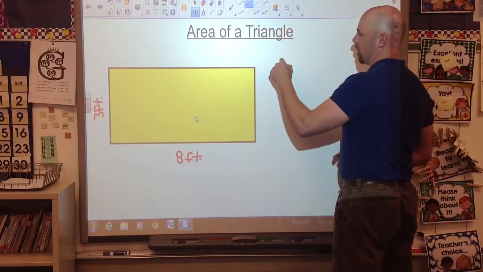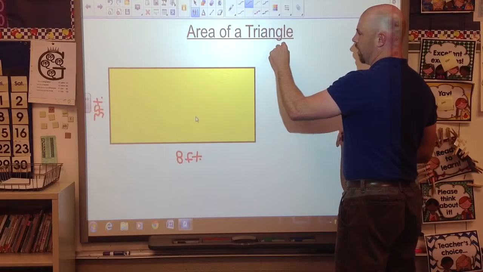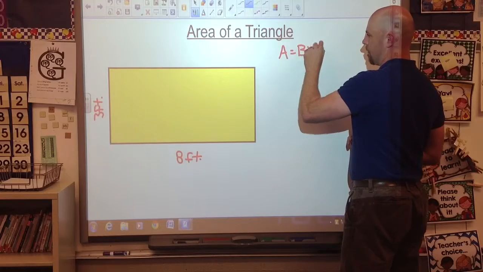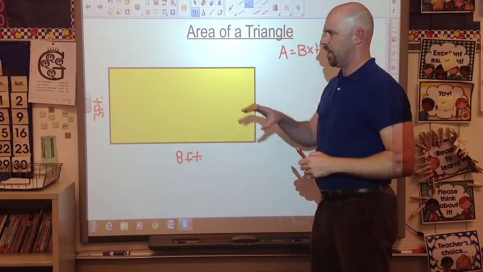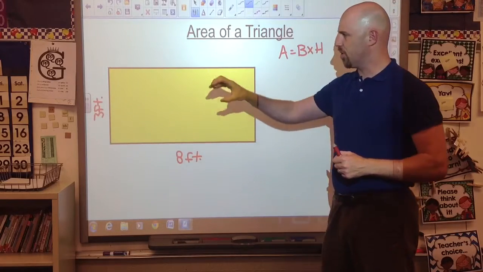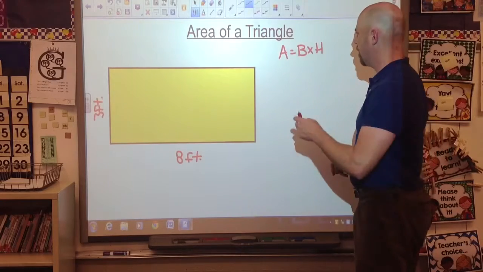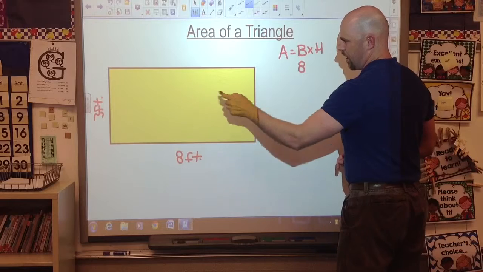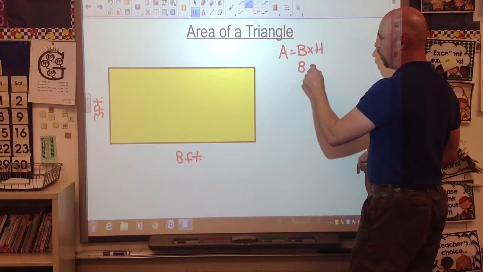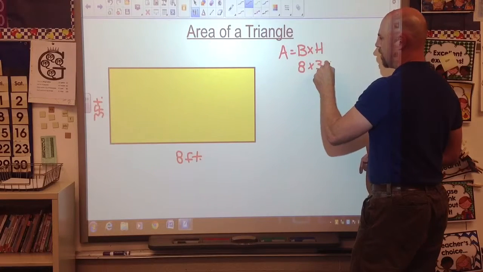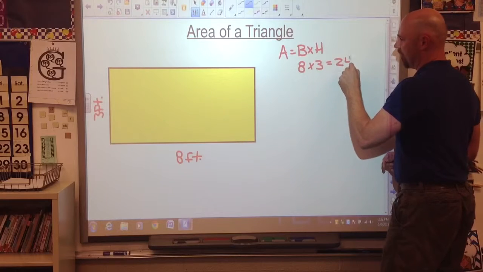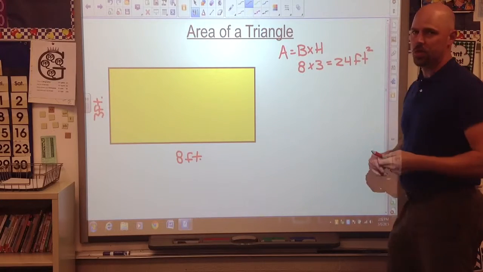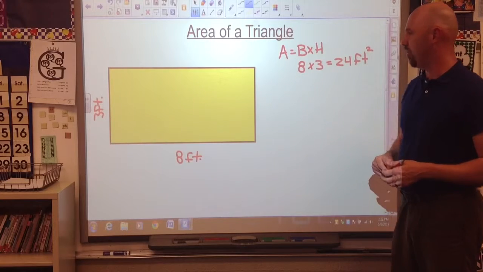is area equals length times width. We're going to call it area equals base times height. They mean the same thing. And we're figuring out how many square feet, how many squares would fit in there. So base is 8, and my height or my width is 3. 8 times 3 gives me 24, and don't forget your units. 24 square feet. You need that little 2 there to show that it is a square foot.